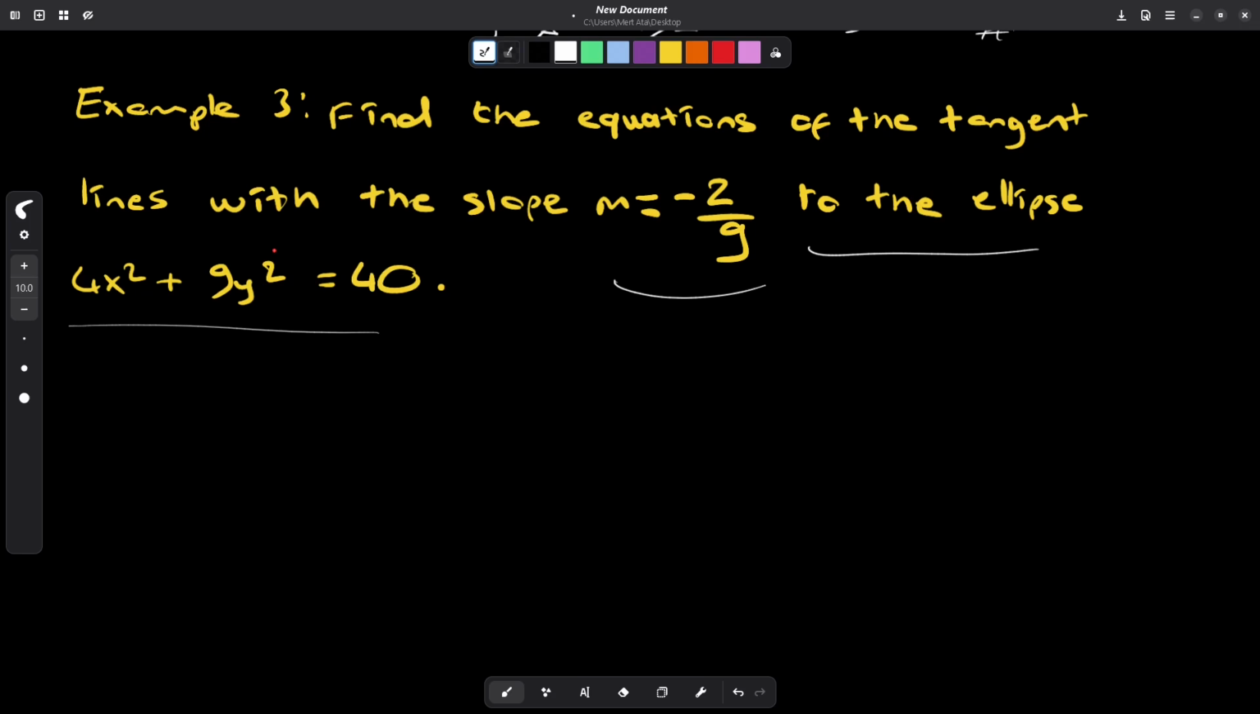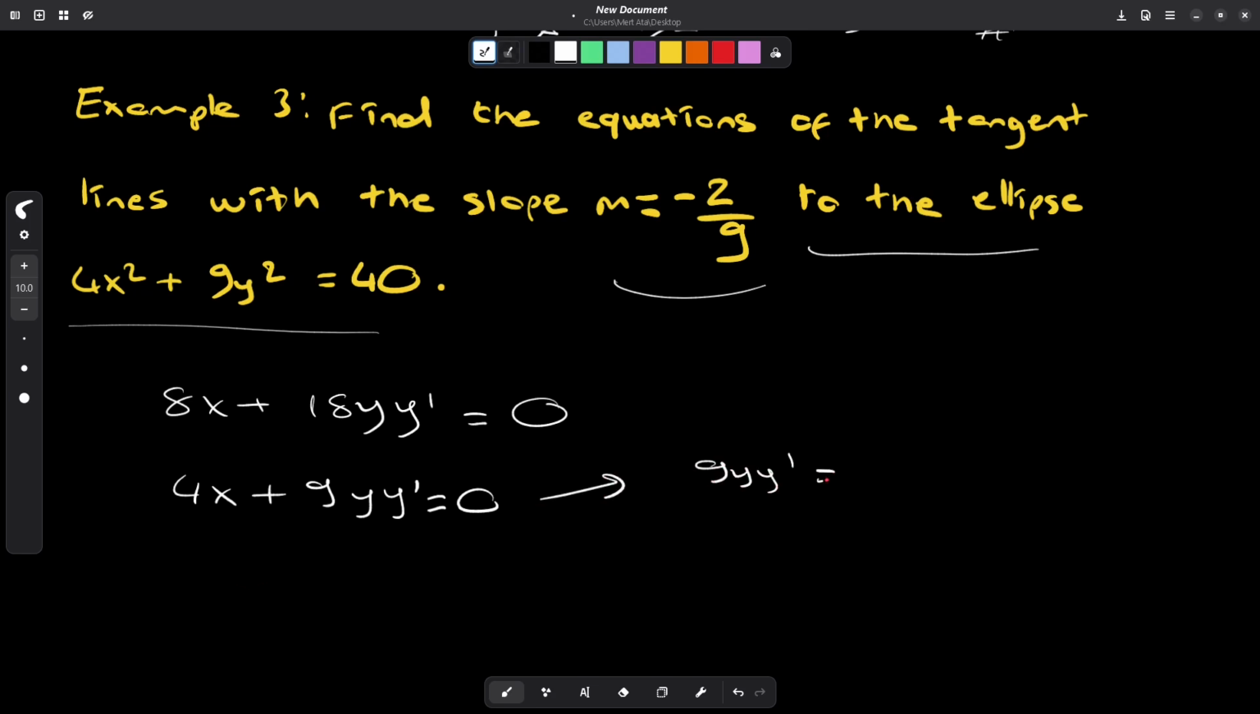4x squared differentiated. Again, implicit form, we will differentiate implicitly. 4x squared differentiated is 8x plus 18y, y derivative is equal to 0. I want to simplify a little bit. 4x plus 9y, y derivative is equal to 0. I just divided every side by 2, that's what I did. Let's leave the y derivative alone. From here, 9y, y derivative is equal to negative 4x, which gives us y derivative as negative 4x over 9y.